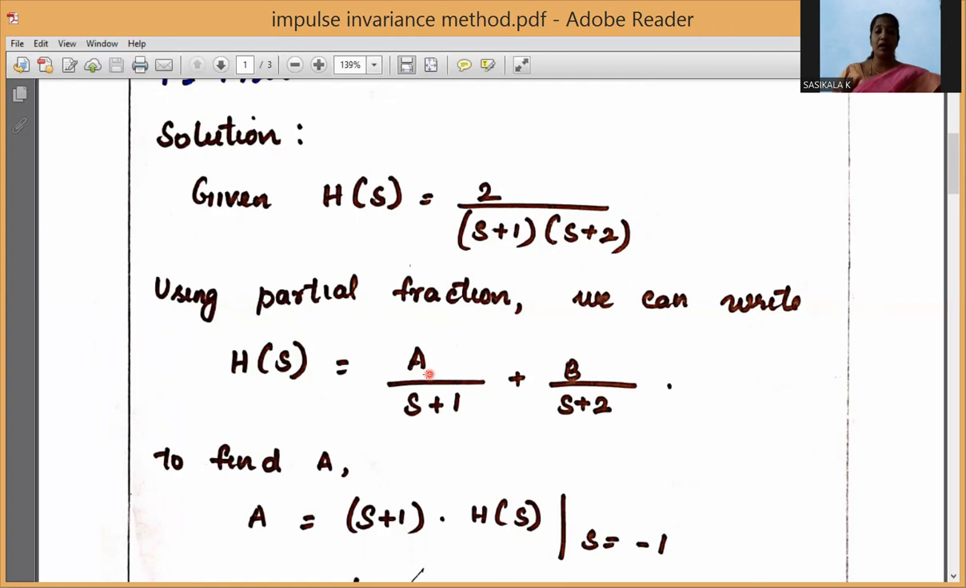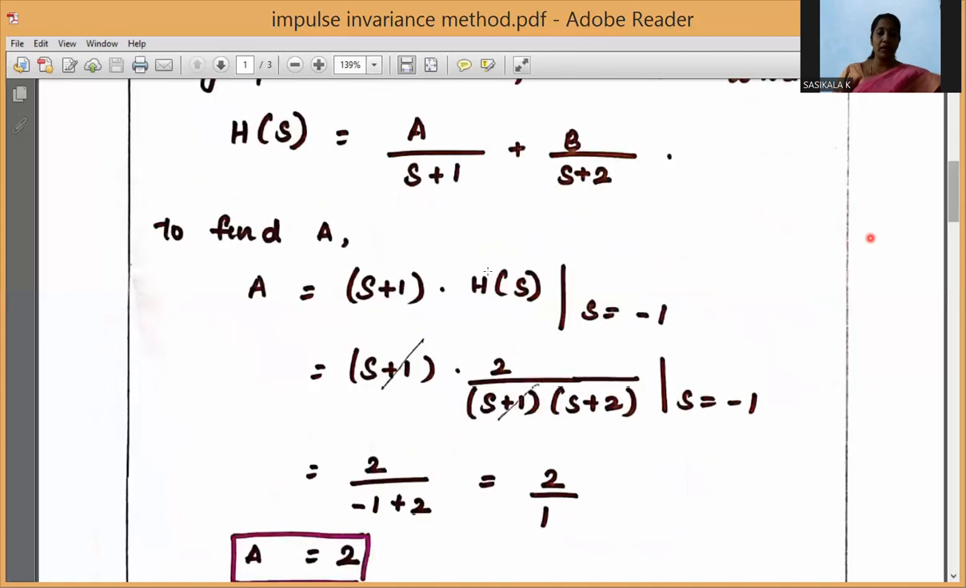So before that, the denominator of the analog transfer function H(s) should be in terms of s whose power is 1. That is, you have to convert any analog transfer function into one whose denominator contains s terms with power 1. Now H(s) = A/(s+1) + B/(s+2). Now we need to find the constants A and B.